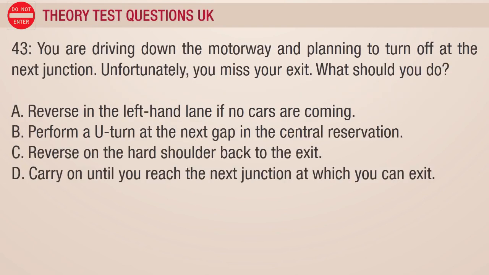Question 43. You are driving down the motorway and planning to turn off at the next junction. Unfortunately, you miss your exit. What should you do? A. Reverse in the left-hand lane if no cars are coming. B. Perform a U-turn at the next gap in the central reservation. C. Reverse on the hard shoulder back to the exit. D. Carry on until you reach the next junction at which you can exit.